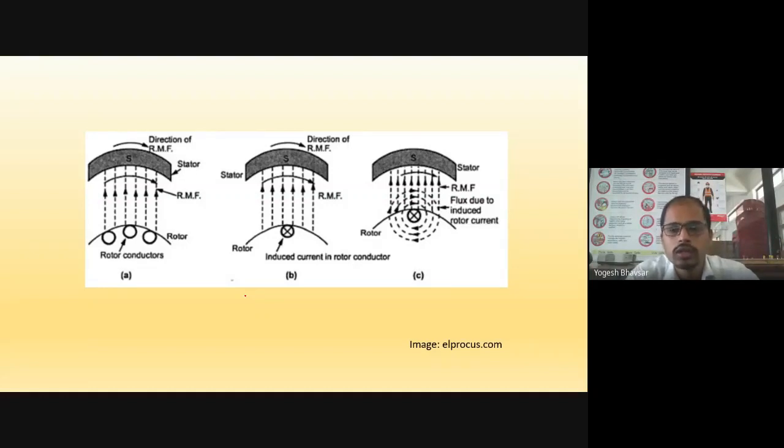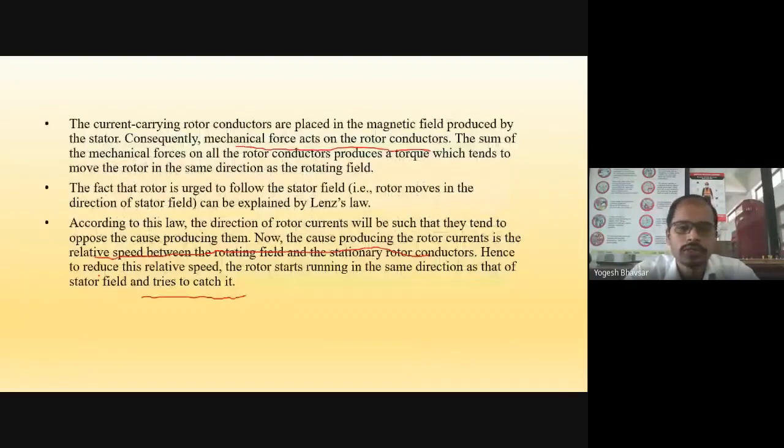So again rotor speed will decrease, and as the rotor speed decreases, again there will be a relative motion, again there will be induced EMF, there will be current, there will be torque, again the rotor will accelerate. So the result is that the rotor rotates at a speed which will be less than the synchronous speed. It cannot achieve the synchronous speed. So this is the principle of operation for the three-phase induction motor.